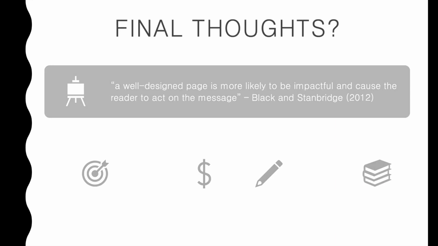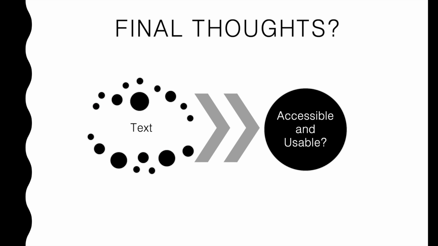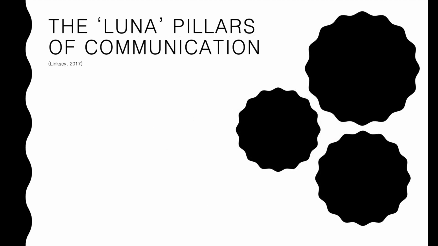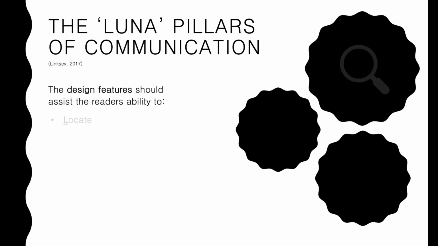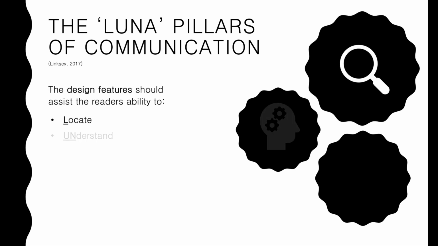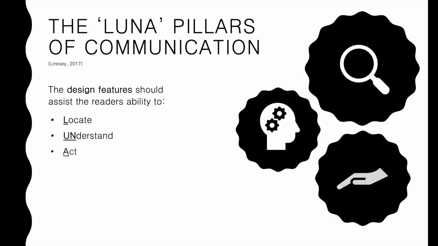So, was this document accessible and usable? In short, yes. This becomes evident with the pillars of communication. The macrostructure and design features allowed users to locate information while the use of plain English assisted their understanding. These factors combine to ensure readers possess the appropriate information and opportunities to act using the text and donate.